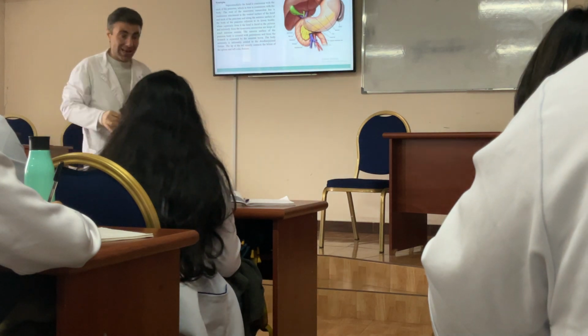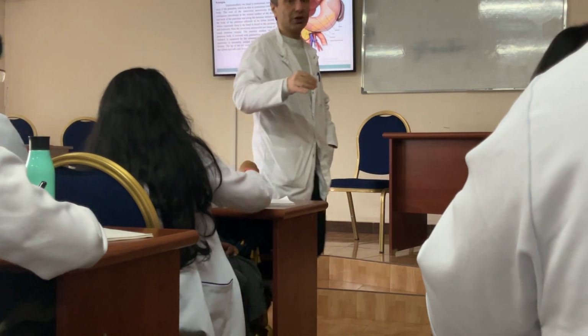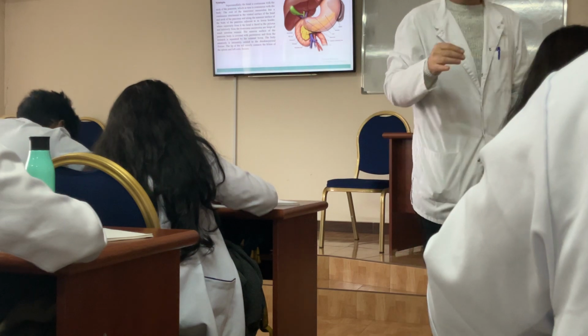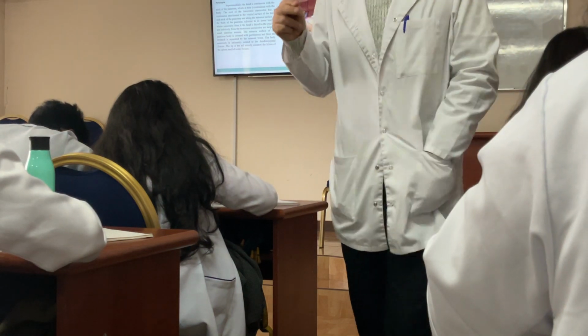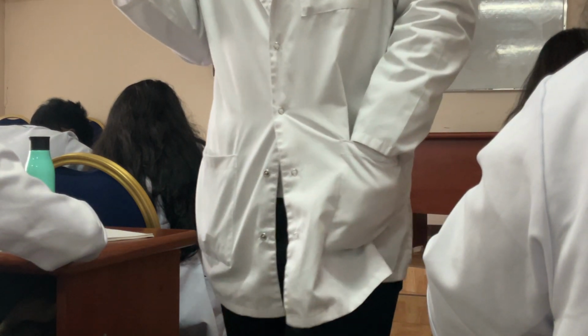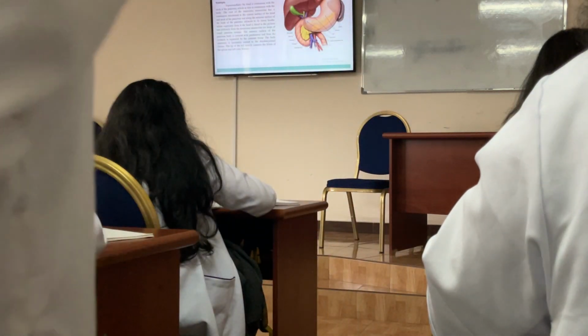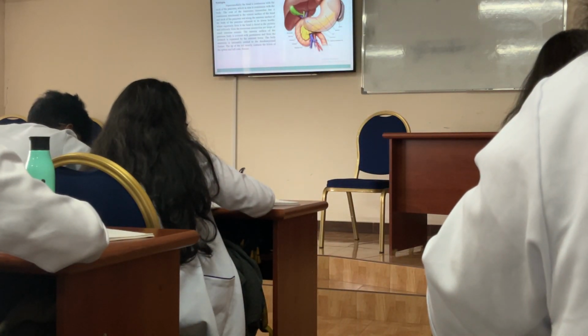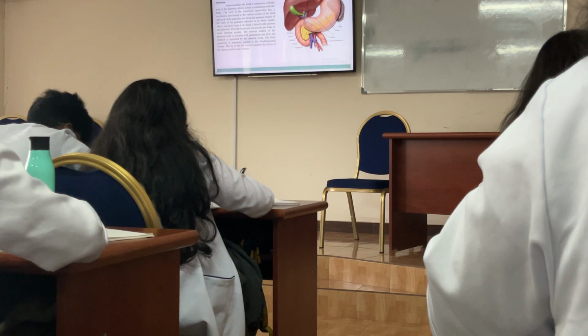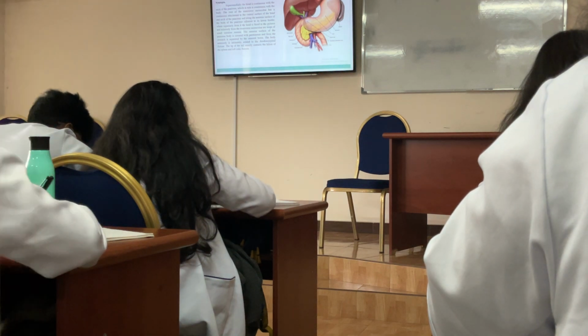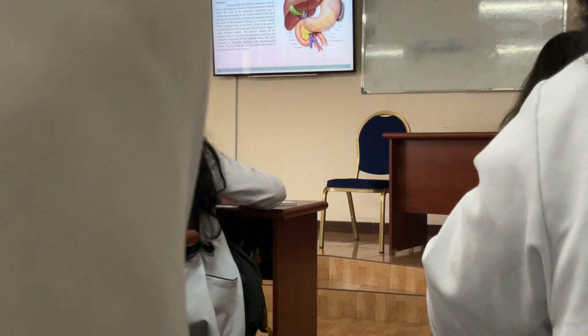Continue, please. After crossing the head of the pancreas, the root of the mesentery of the transverse colon passes by the anterior margin of the pancreas. It passes by the anterior margin of the body of the pancreas.